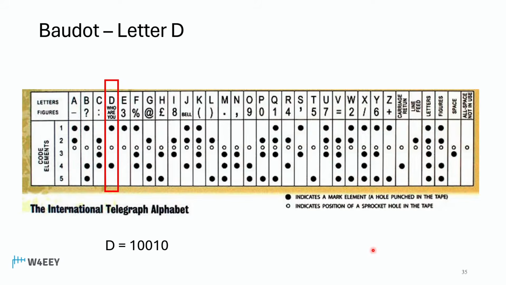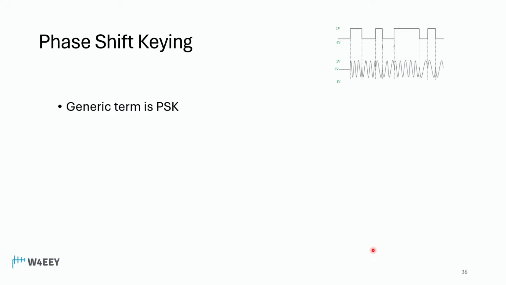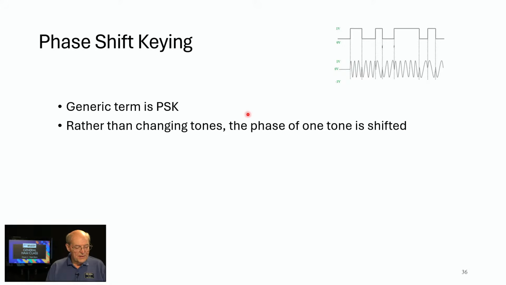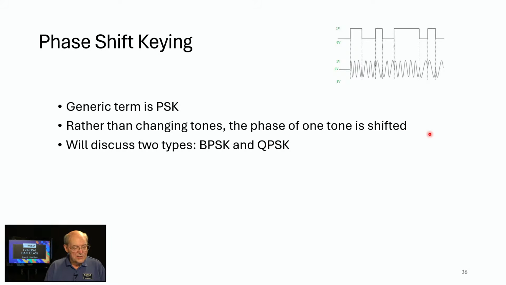Just a review of our radio teletype image again. A little bit more on phase shift keying, which we introduced a couple of slides ago. The generic term is PSK. And there's different modes. There's PSK 31 and 63 and different flavors. So rather than changing tones, the phase of one tone is shifted. That's what this picture was we saw a minute ago. We'll discuss 2 types. Now, they're binary phase shift keying. That's where you just switch states from one phase to another. And then something called quadrature phase shift keying, where we actually have 4 different kinds of phase shifts, and I'll show those to you.